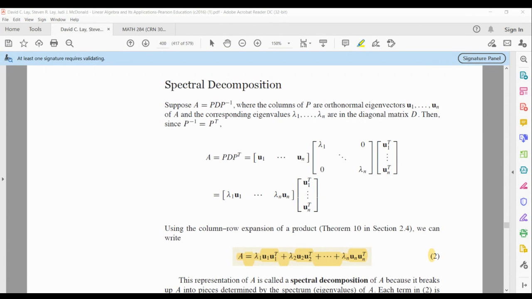The U1 and U2 are orthonormal eigenvectors. Okay, and so you can write the matrix A in this very beautiful form, and that'll come up in your homework as well. Are there any questions before I stop the recording here? Okay, I'll stop the recording.